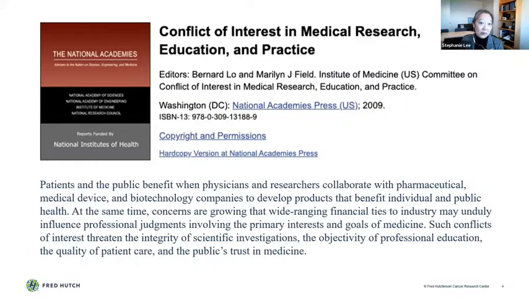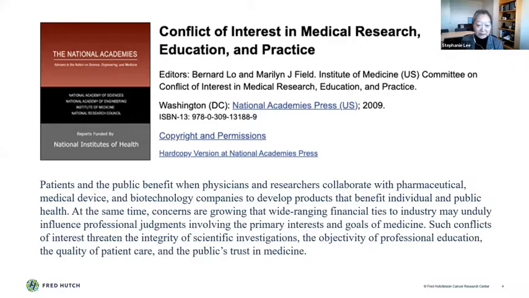So why is this important? Why is conflict of interest important in medical research, education, and practice? So here I'm just showing you a picture of the report from the National Academies of Science that was published in 2009, in which they really talked about why conflict of interest is meaningful, why it's important, and why it exists. I think there's also a tension, which this report acknowledges, between the good of conflict of interest and some of the adverse effects of it.